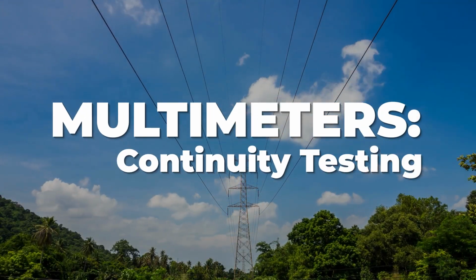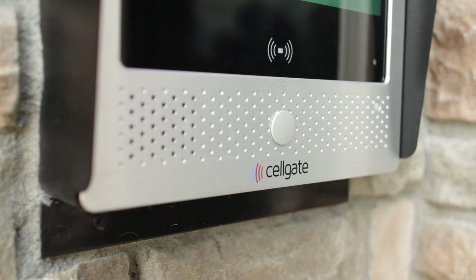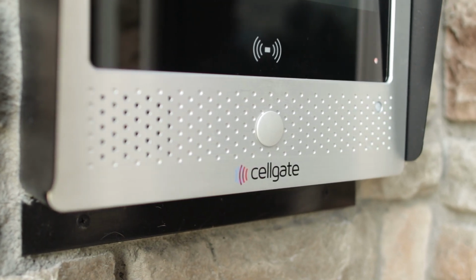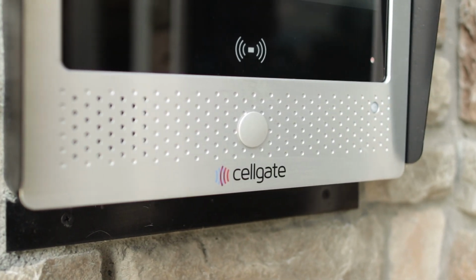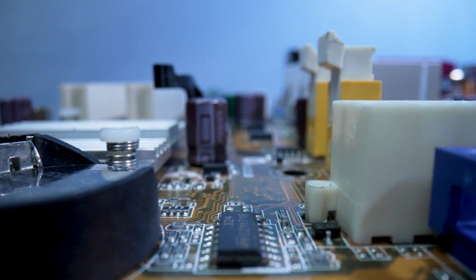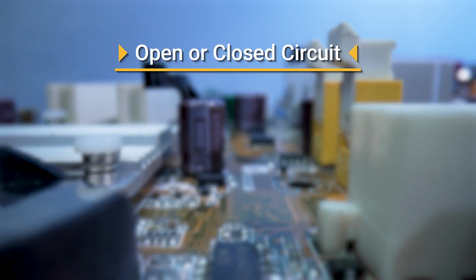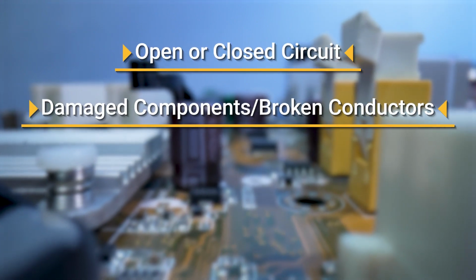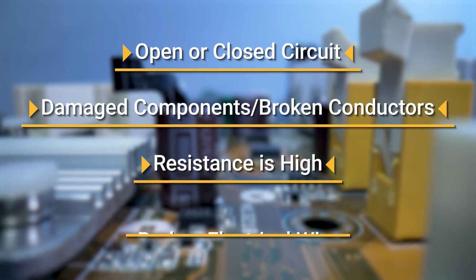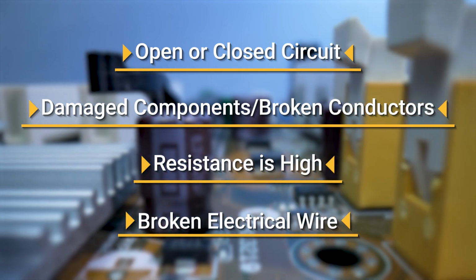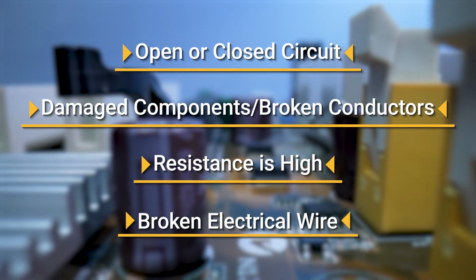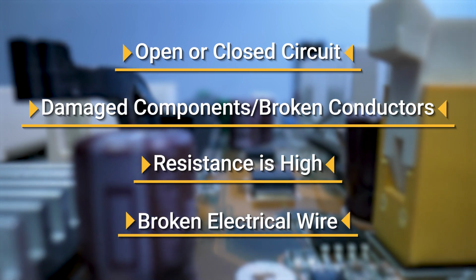Continuity testing. On any CellGate device, the first thing to test for is continuity. A continuity test will check for things like whether a circuit is open or closed, whether there are damaged components or broken conductors, if your resistance may be too high for the flow of the current, or whether an electrical wire may be broken between 2 points.